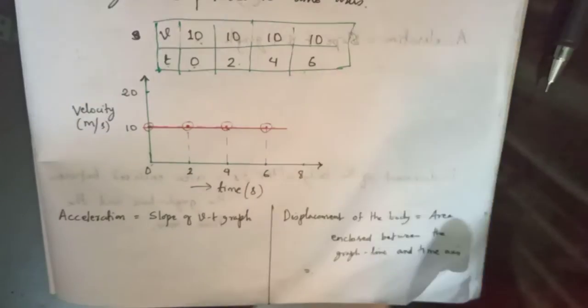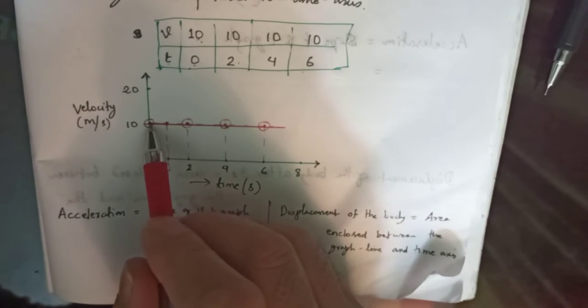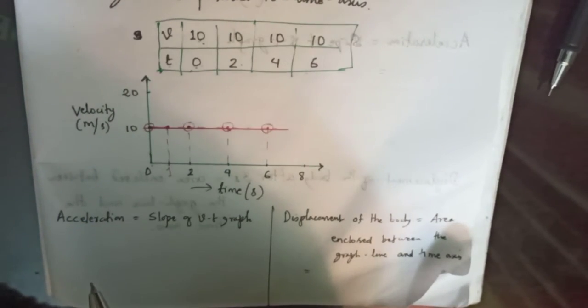From the velocity time graph, we can calculate velocity at any instant. For example, if you want to know the velocity at 1 second, then it can be calculated like this by dropping the perpendicular on the graph line. And again from here, you draw the perpendicular on the velocity axis, so you get the velocity.